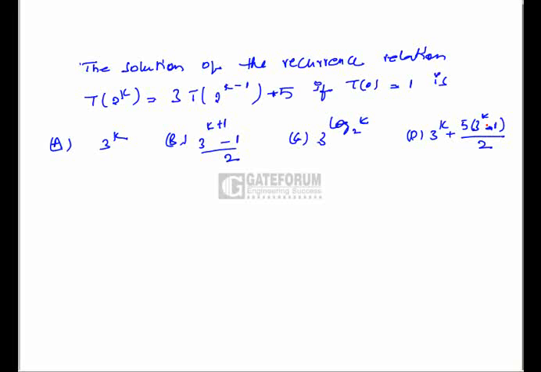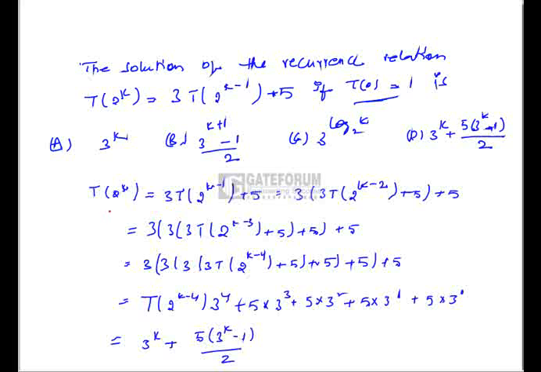Here a recurrence relation is given and we have to solve that recurrence relation. The given recurrence relation is t of 2 power k is equal to 3 into t of 2 power k minus 1 plus 5, and t of 0 is given as 1.